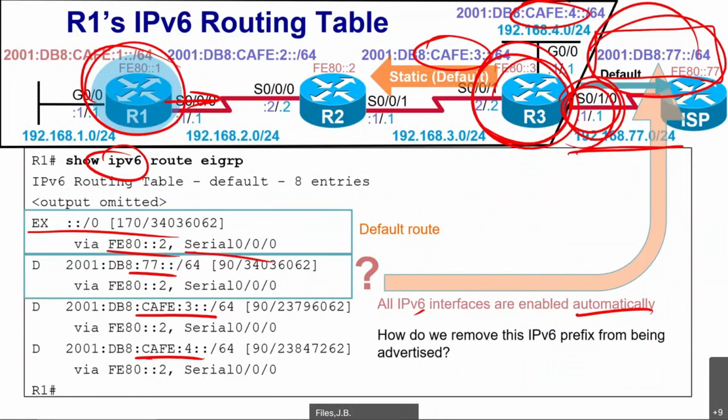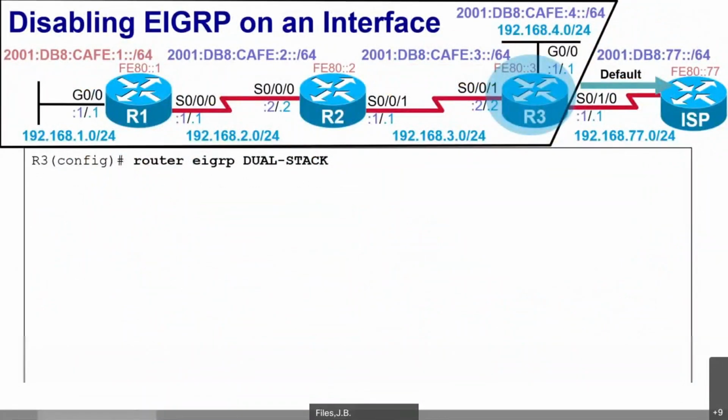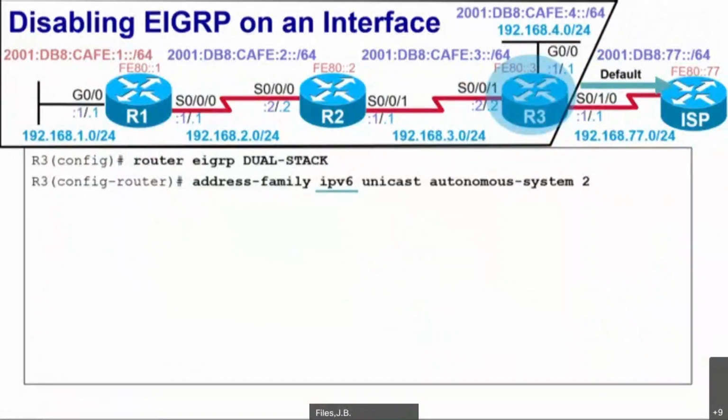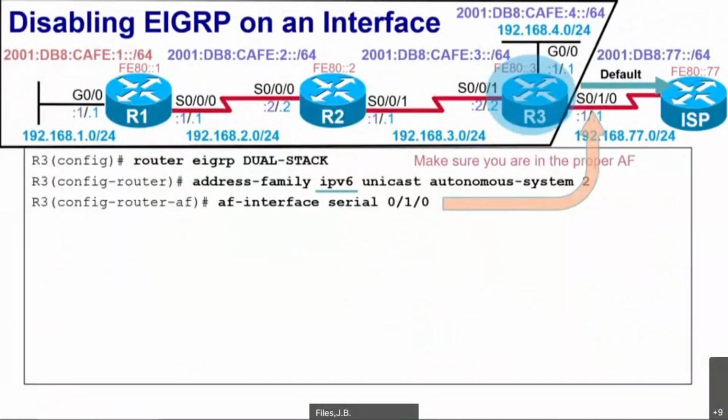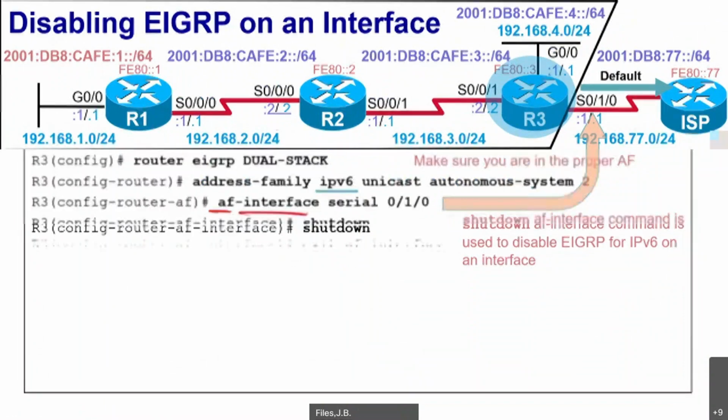All right, well, instead of using the network command, or instead of making an interface participate in EIGRP, we actually take an opposite kind of approach. So we go into EIGRP configuration mode, the IPv6 address family, and then we go into that interface, address family interface configuration mode, and we shut it down. That's like the equivalent of not using a network command.